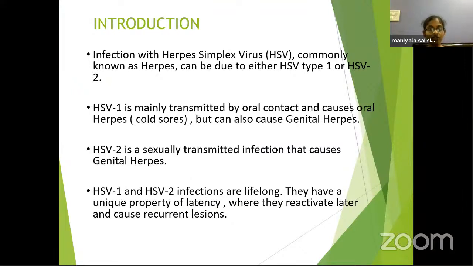Coming to the introduction, infection with herpes simplex virus, commonly known as herpes, can be due to HSV type 1 or type 2. HSV1 is mainly transmitted by oral contact and can cause oral herpes, also known as cold sores. This can also cause genital herpes. HSV2 is an STD which will cause genital herpes.